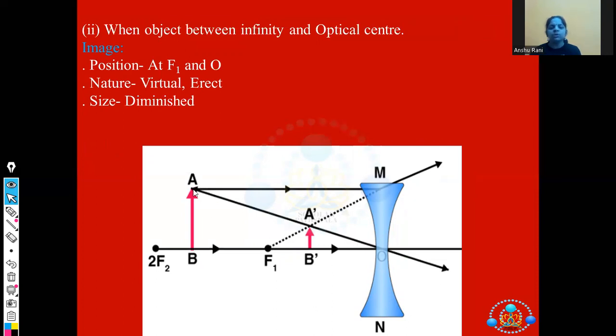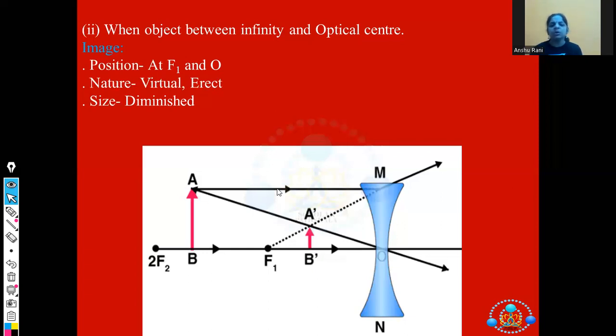So what you have to do: the first ray from the head of this object will go parallel to the principal axis, and after that it will emerge out like this, and you have to extrapolate it and it will pass through focus. The second ray is coming from this optical center. It will pass without showing any deviation. These two rays will meet at this point and they will make this image A dash B dash.